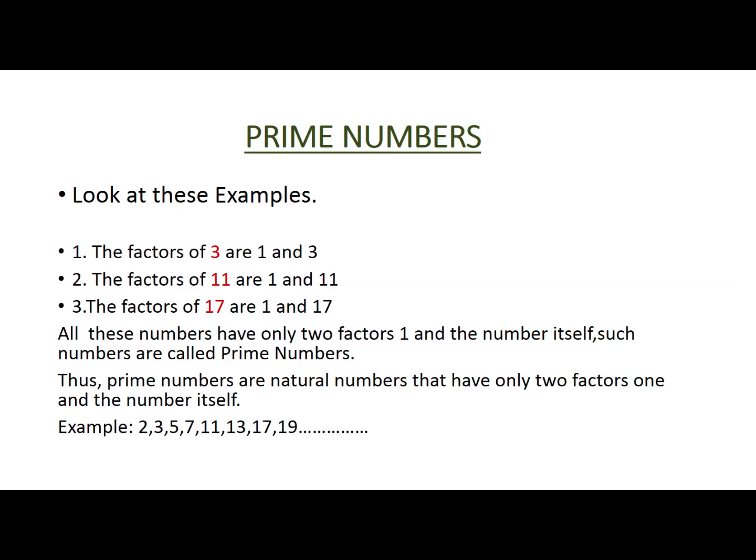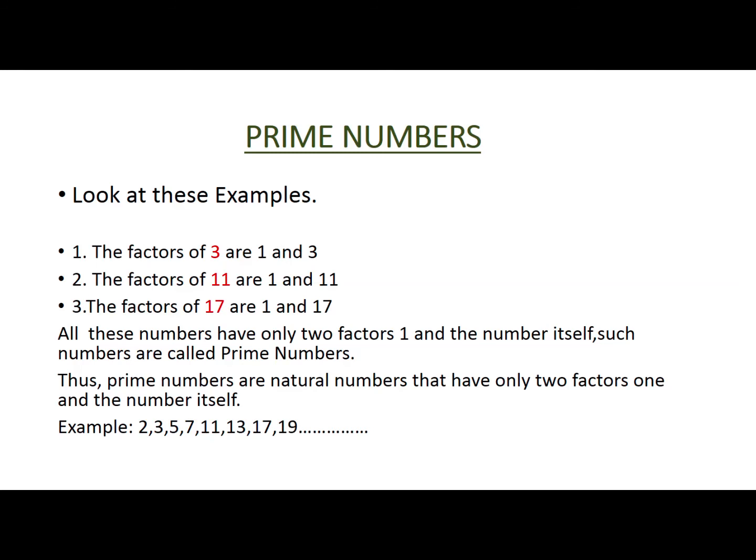Look at these examples. The factors of 3 are 1 and 3. It means 3 has only two factors, 1 and the number itself. Next, the factors of 11 are 1 and 11. It means 11 has only two factors, 1 and the number itself.